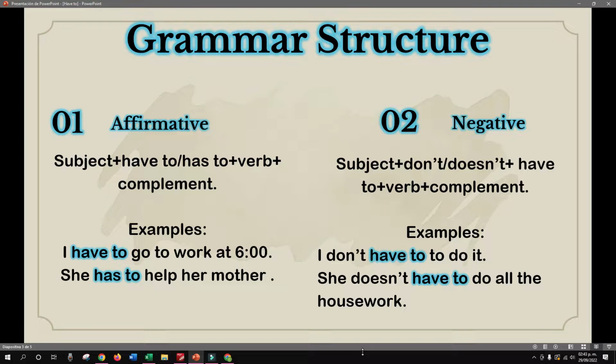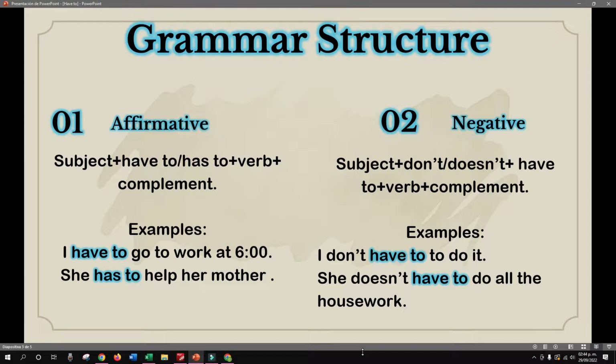Or she doesn't have to do all the housework. Yes? Look at this one. This is like a tricky sentence, right? Because first you have doesn't, that is the auxiliary, does plus not, and have to. In this case, you can say, teacher, but you are talking about she. Yes. But if you remember, when we are using an auxiliary like does or doesn't, right?